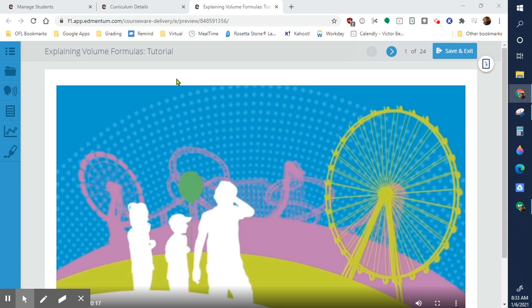Alright, so new year, new semester, guys. So in this one, we're going to start dealing with three-dimensional shapes. So we're going to be talking about volume.